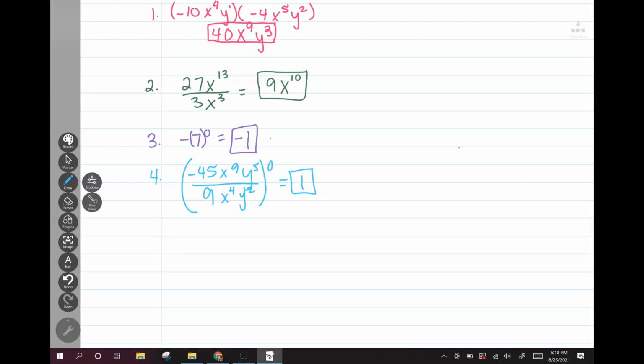Maybe you want to practice simplifying what's inside though. If you did do that, you would get a negative 5, reducing that fraction, negative 5 x to the 5th y cubed, if you did simplify what's inside. But regardless, it's raised to the power of 0, so that equals 1.